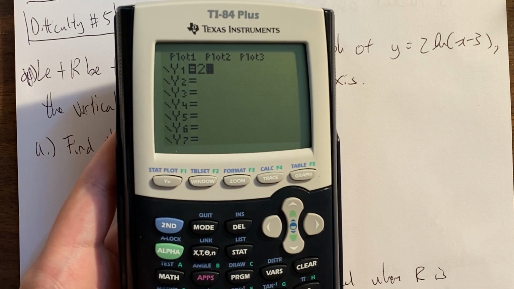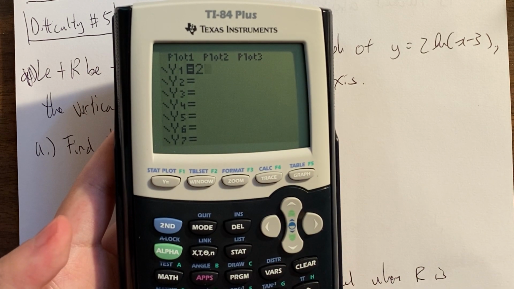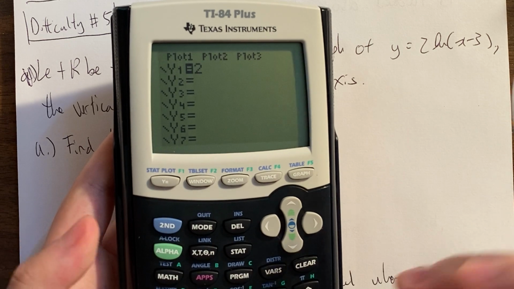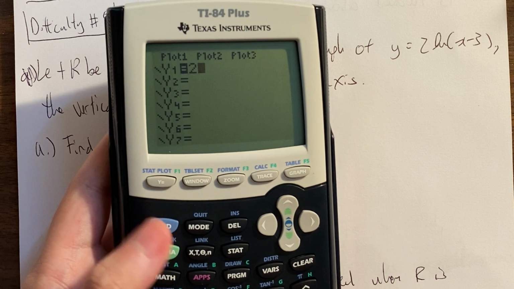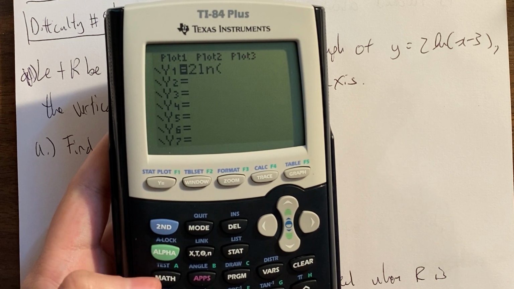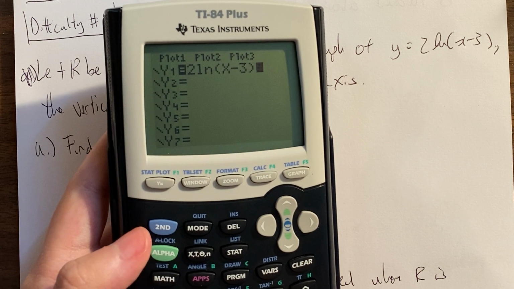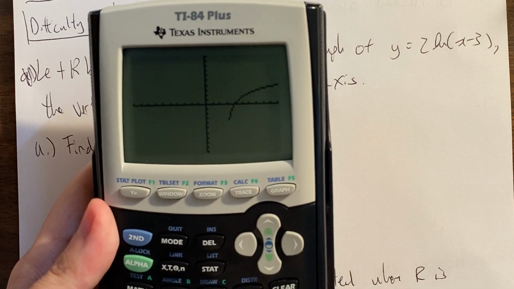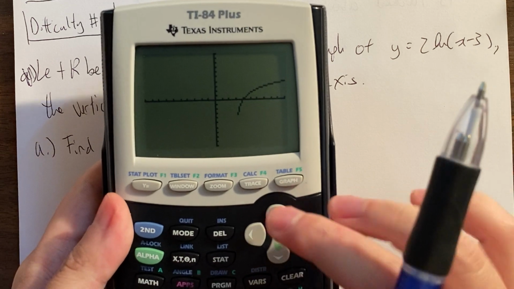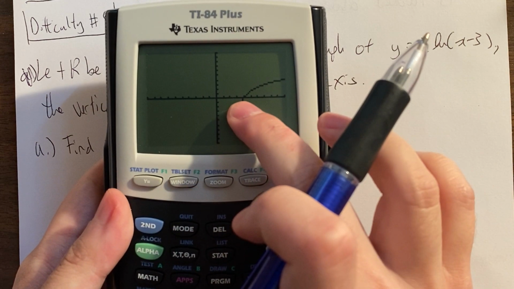So if you don't know what ln looks like, it generally looks like this. E to the x looks like this, if you can see my pen. But we can just graph him because we do have a calculator. So it's going to be 2 ln of x minus 3. We're going to graph. This is my graph. If you know ln's, you know that ln of 1 is 0. So it makes sense that this graph is crossing at 4.